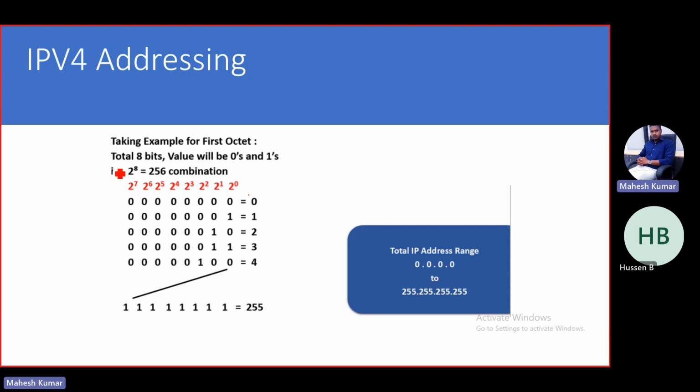Taking the example of the first octet, the total 8 bits will have values of 0s and 1s. That is 2 to the power 8, which means we can use 256 combinations. So what is the meaning of this? 2 to the power 7, 2 to the power 6, 2 to the power 5, the same values are there. If the first is a 0, then a 0, and the last is a 1, it means 1. Same calculation. So this is the value.